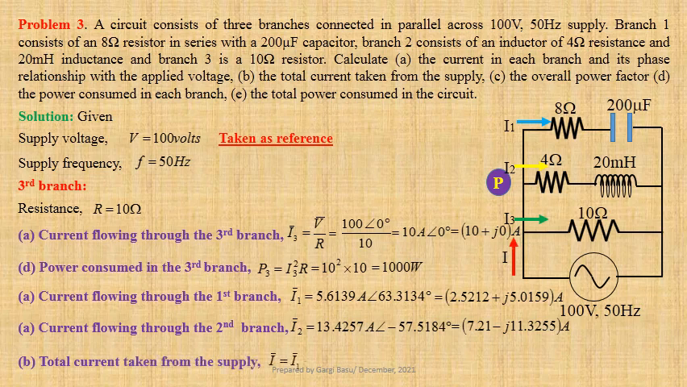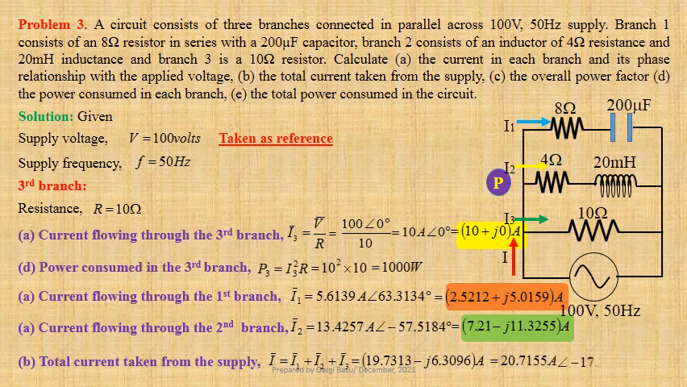Let us now apply Kirchhoff's current law at node P to obtain total current taken from the supply. I equals I1 plus I2 plus I3. Using values we get 19.7313 minus j6.3096 ampere. This may be written in polar form as 20.7155 ampere at an angle minus 17.7331 degree.